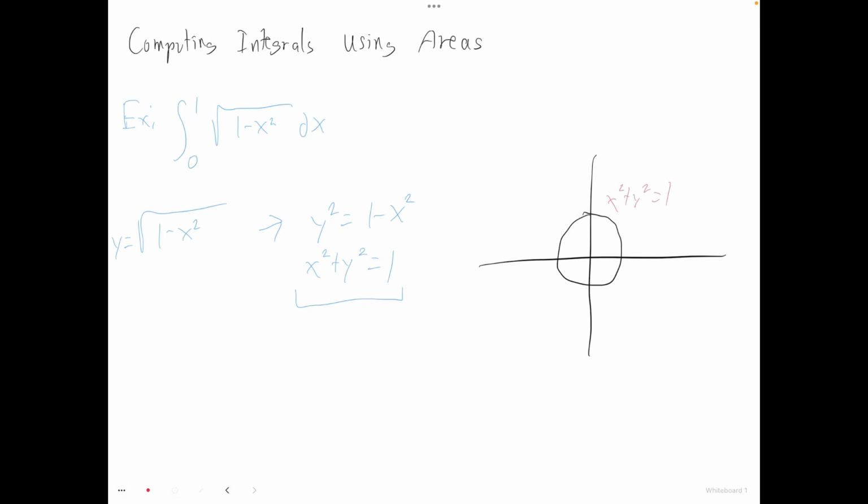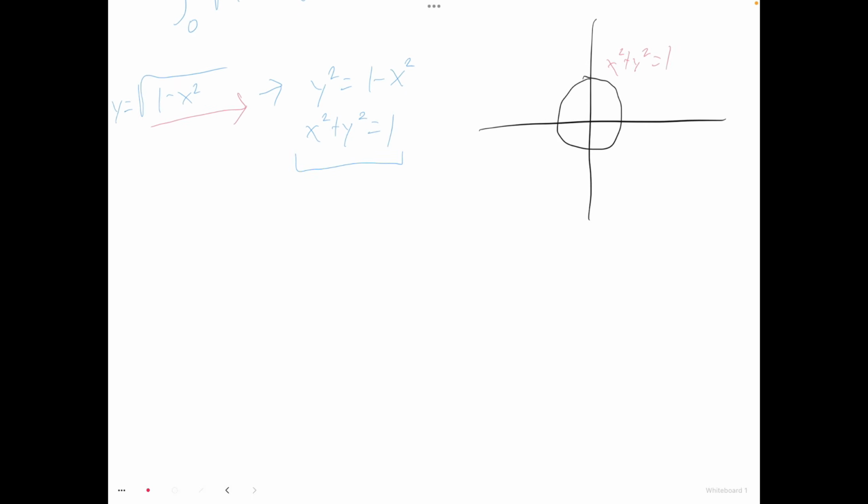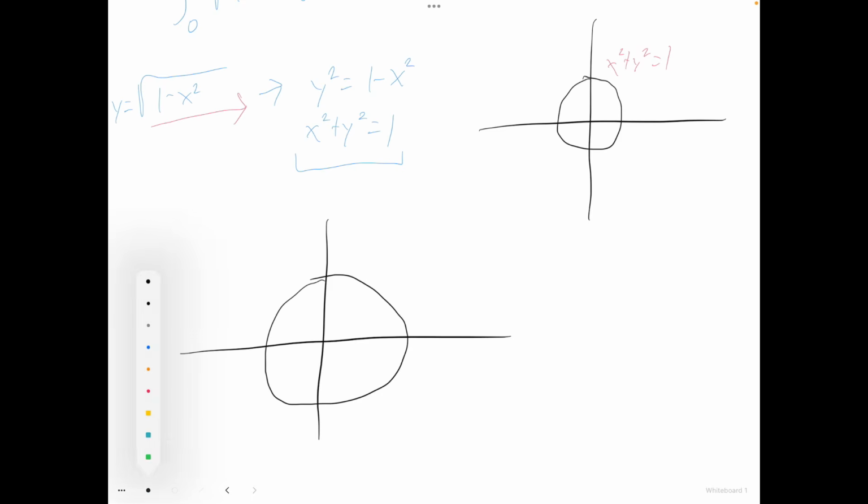But that's not quite what we had. We had y equals the square root of 1 minus x squared. And so by squaring both sides here, when we did this step right here, we ignored the fact that square roots don't give out negatives. And so the graph of the square root of 1 minus x squared is just going to be the top half of this graph. So I'm going to draw the circle again, but the top half of this is the graph of y equals the square root of 1 minus x squared. And then for those that are curious, the bottom half is the graph y equals negative square root of 1 minus x squared.